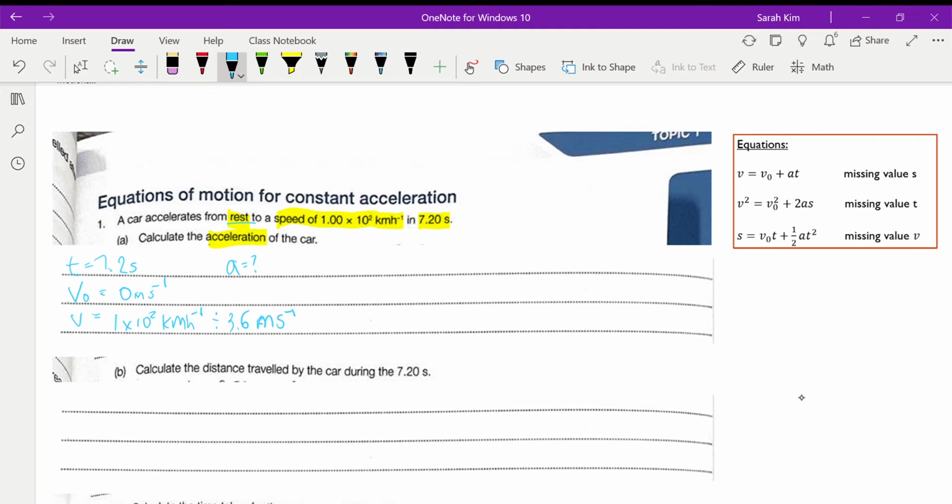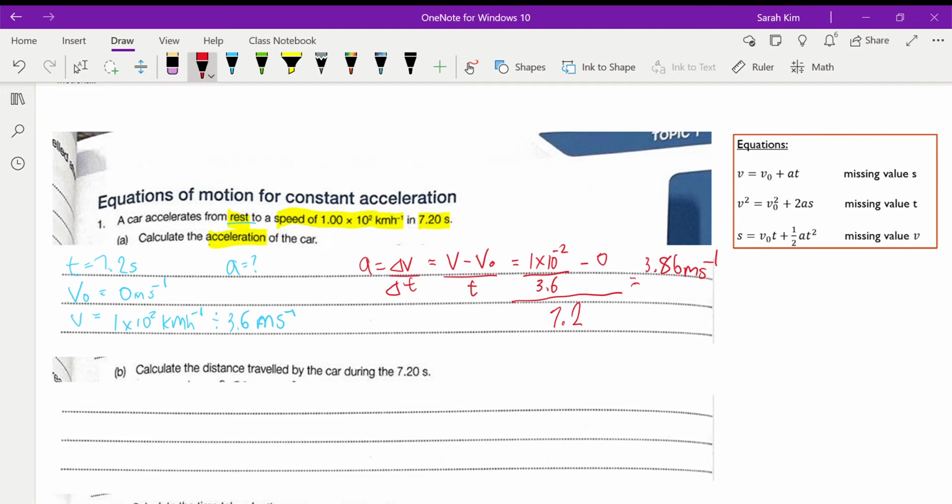Alright, so basically the acceleration function is delta v over delta t, which is v final take v initial over the time. So my v is 1 times 10 to the 2 divided by 3.6. My v naught is 0, and then I just divide by the time, which is 7.2. Now if I put that in the calculator, hopefully you get 3.86 meters per second squared.